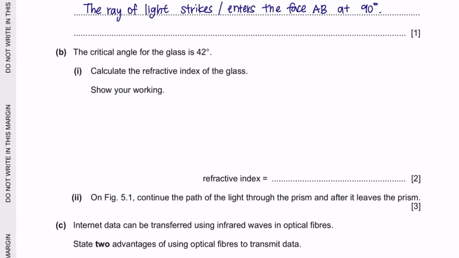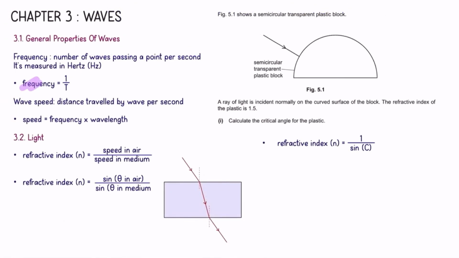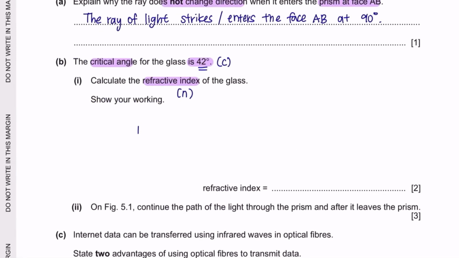Next, question B. The critical angle for the glass is 42 degrees. Calculate the refractive index of the glass. Some of the formulas that you have to remember from your chapter of light is that the value of refractive index is equal to 1 over sine C, C being the critical angle. So the formula related to critical angle and refractive index is n equals 1 over sine C, and the value of refractive index would be 1.5.